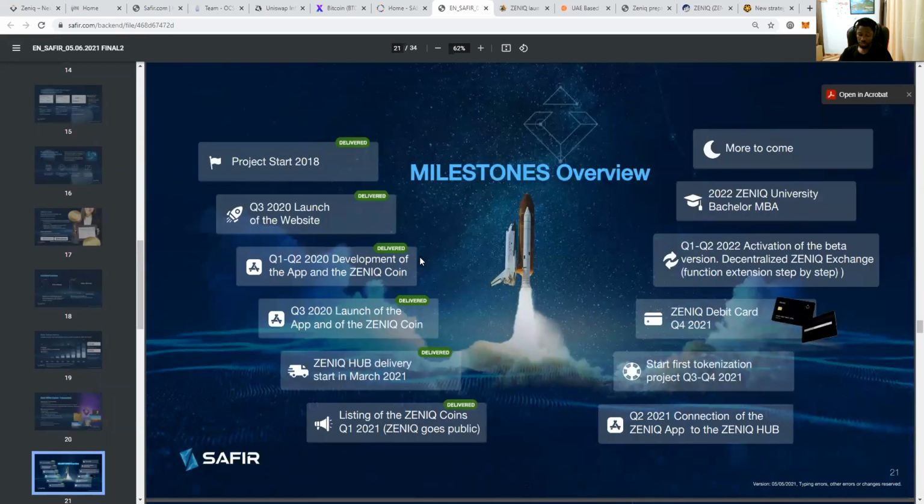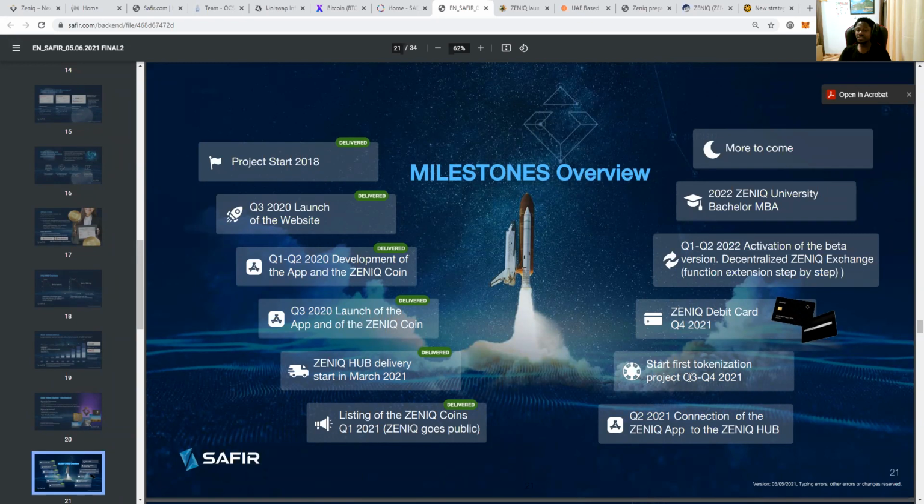All right. And of course, all that Zeniq has put in place, they've been able to accomplish and achieve them in their record times. This tells you that Zeniq is up for something. They are really working on something. Because when you check the project as it started in 2018, all the way coming down, they've been able to list the token as they stated in their roadmap. And when you check their roadmap going forward, they are looking at connecting the app to the hub, which we are going to be experiencing anytime within this month of August 2021. And of course, the tokenization is going to come in the 3rd to 4th quarter of this year.